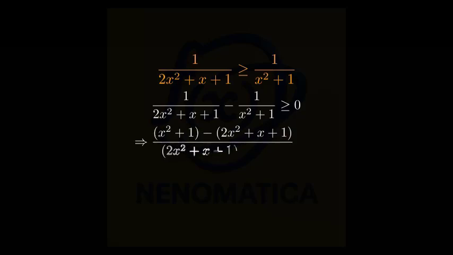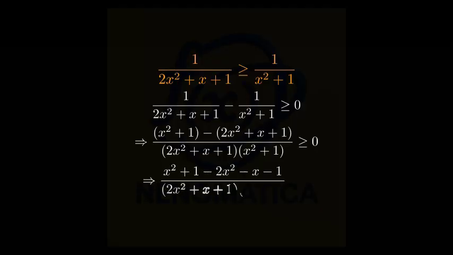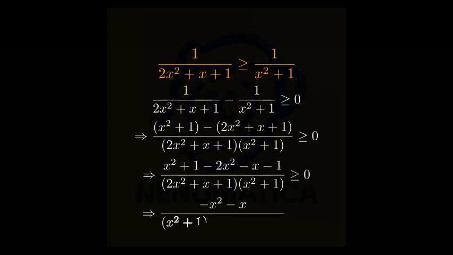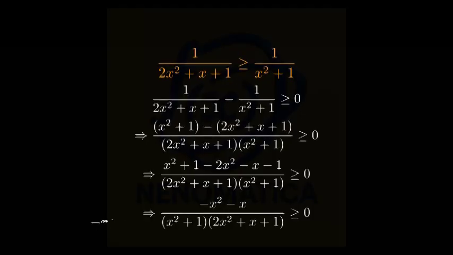Step 2. Combine the fractions over a common denominator. That denominator is the product of (2x squared plus x plus 1) and (x squared plus 1). Now distribute the negative sign in the numerator and combine like terms. The numerator simplifies to -x squared minus x. So the inequality becomes the fraction with -x squared minus x on top, over the same always positive denominator, greater than or equal to 0. Step 3.